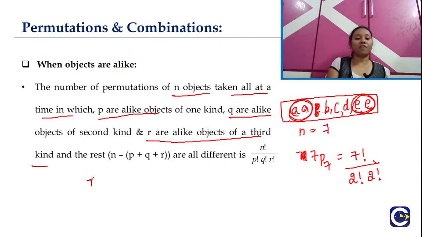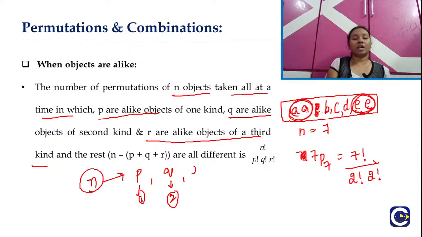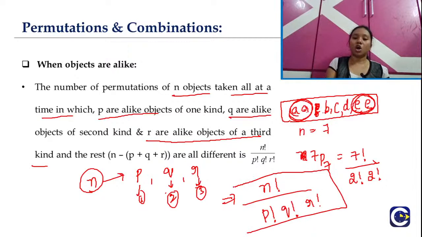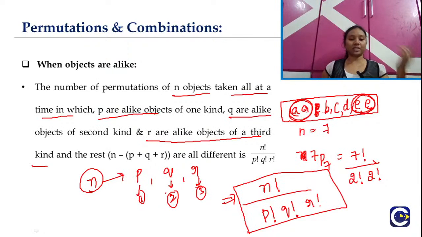That means if we are having n objects amongst which P are of one kind, Q are of another kind, and R are of another kind, so there are 3 types here, and the remaining are all different, then the number of permutations of these n objects, when all n are taken at a time, will be equal to n factorial divided by P factorial into Q factorial into R factorial. Whichever kind is repeating, and however many times it's repeating, we have to divide by that. You might have observed this in the example.